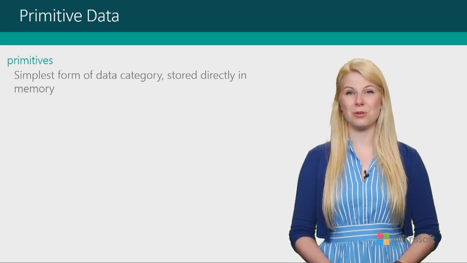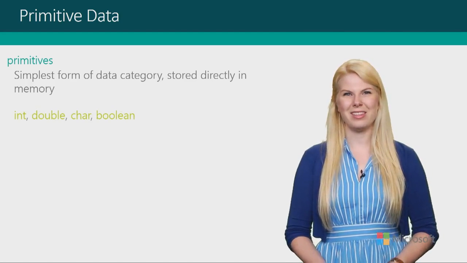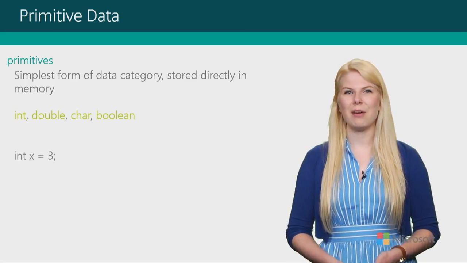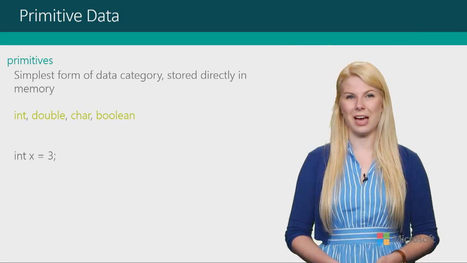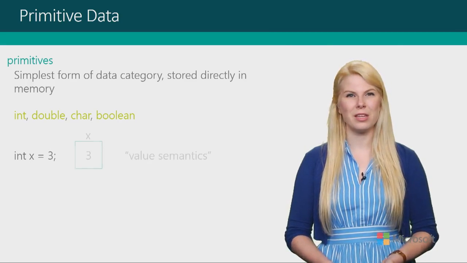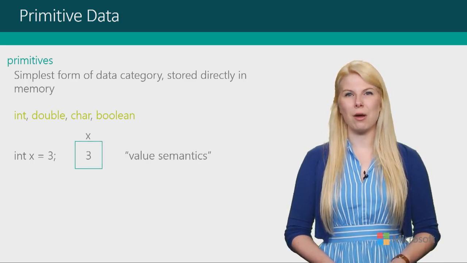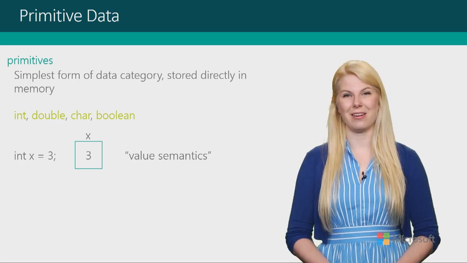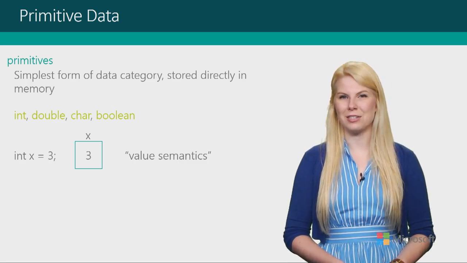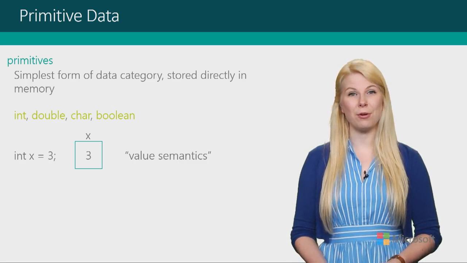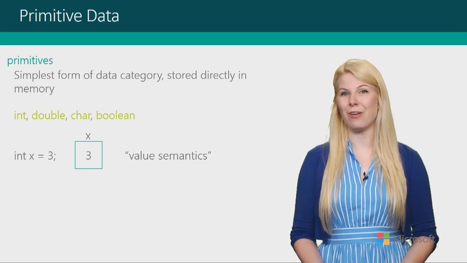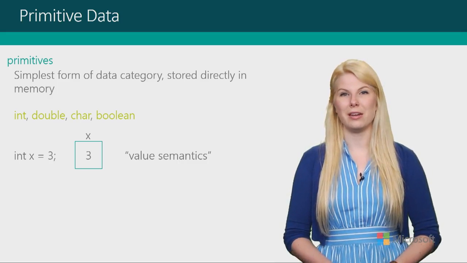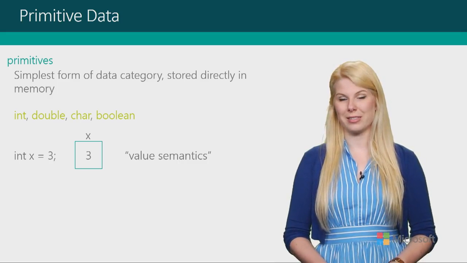It's so simple that it's stored directly in memory. These are things like ints, chars, doubles, booleans. And when you create a new variable of type int, which is a primitive, the computer separates out a box in memory with the name and the value of that int right directly there. So whenever you pass this int around, or you pass it as a parameter or copy it, you're copying the value. So you're creating a brand new version of this every time you manipulate it. This is called value semantics.